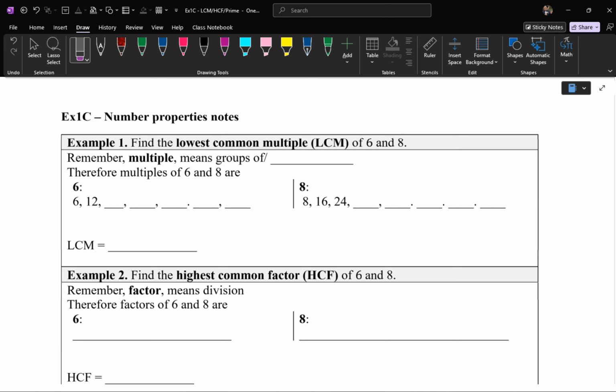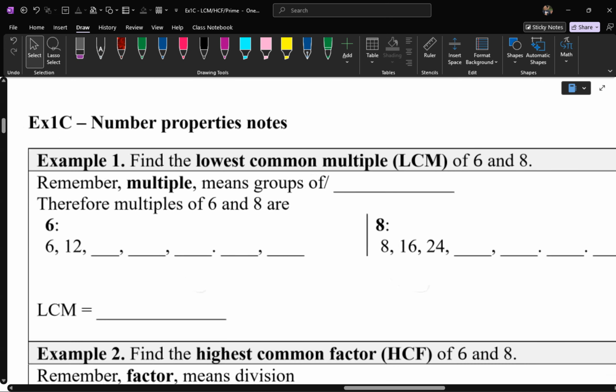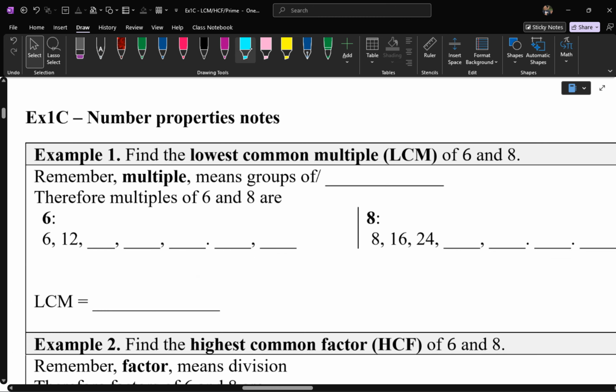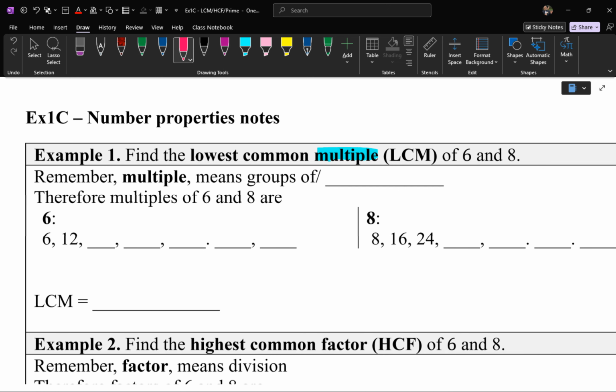But anyway, to start off, let's go with exercise 1C, lowest common multiple. Let's start by understanding multiple. What does multiple mean? It means groups of, or multiplication. So we know that if you multiply things, it should get bigger or smaller? Bigger, very good. So you expect numbers to get bigger.